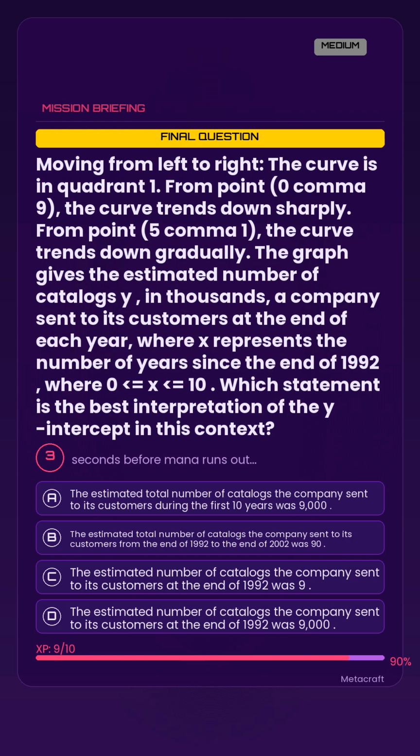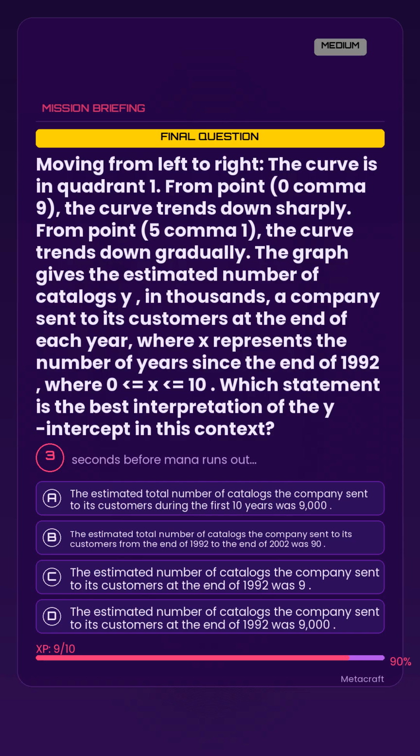Moving from left to right, the curve is in quadrant 1. From point (0, 9), the curve trends down sharply. From point (5, 1), the curve trends down gradually. The graph gives the estimated number of catalogs y, in thousands, a company sent to its customers at the end of each year, where x represents the number of years since the end of 1992, where 0 ≤ x ≤ 10. Which statement is the best interpretation of the y-intercept in this context?